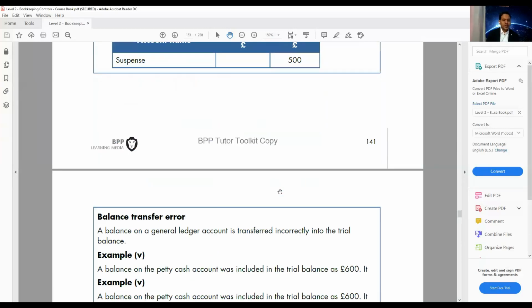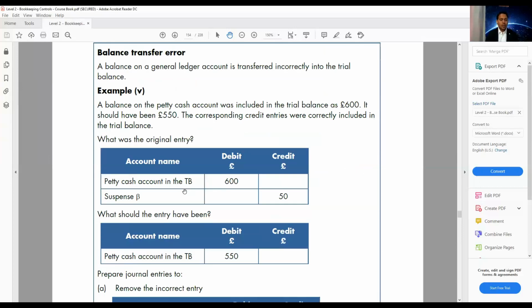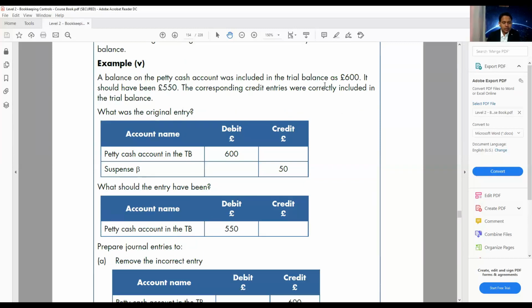That's it. Then we have balance transfer error. When we transfer the balance from the ledger account to the trial balance, if you make a mistake there, then obviously the suspense account will be created. A balance on the petty cash account was included in the trial balance as 600. It should have been 550. So the balance should be 550, not 600. The corresponding credit entry was correct. So only the problem is with the balance transfer for the petty cash account.